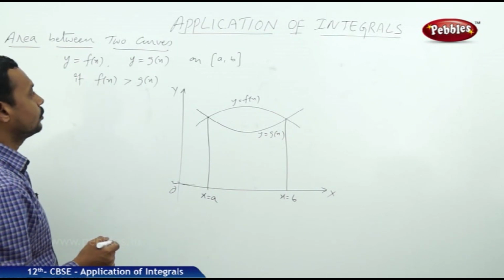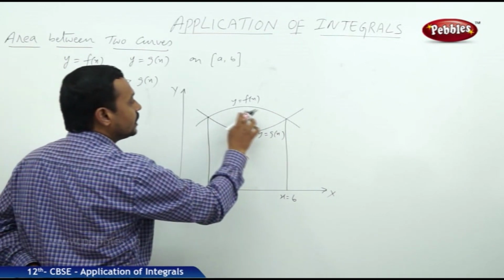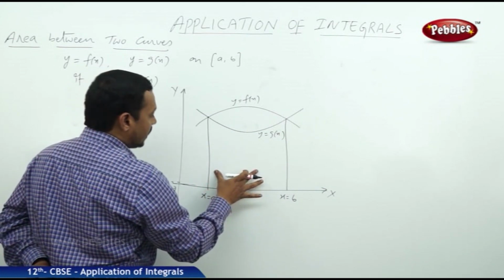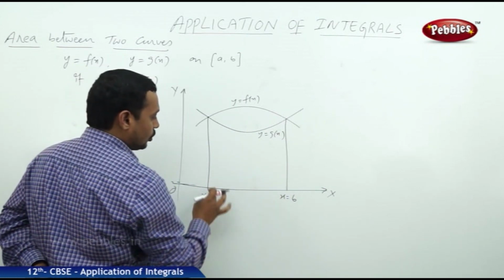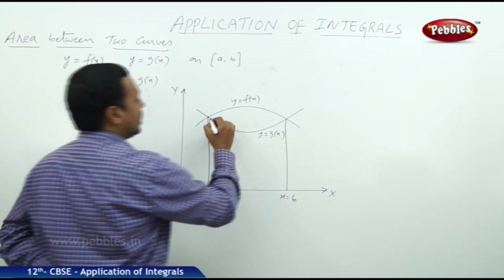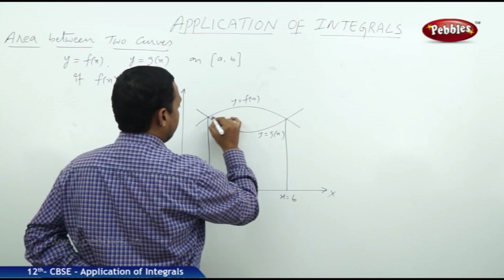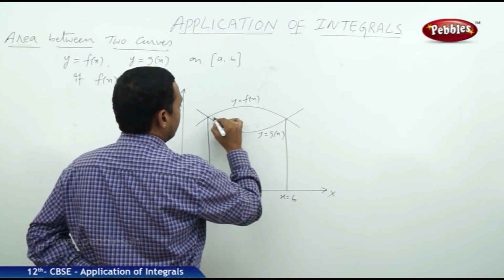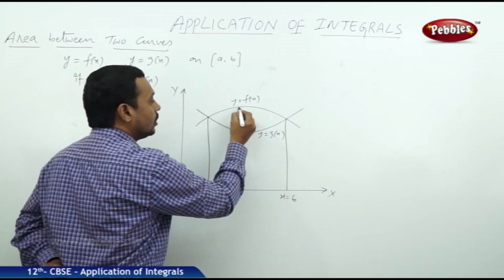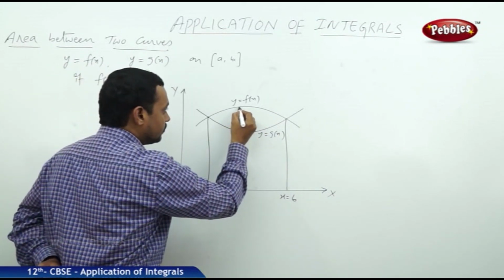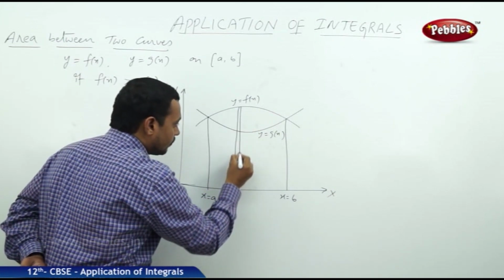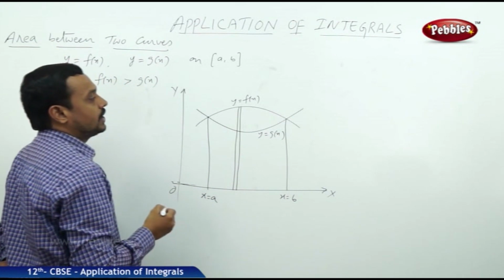Now, we are going to find the area of the region bounded by these two curves with the lines x is equal to a, x is equal to b with the x-axis. Now, this is the area required. Now, to find this area, let us take one arbitrary strip.